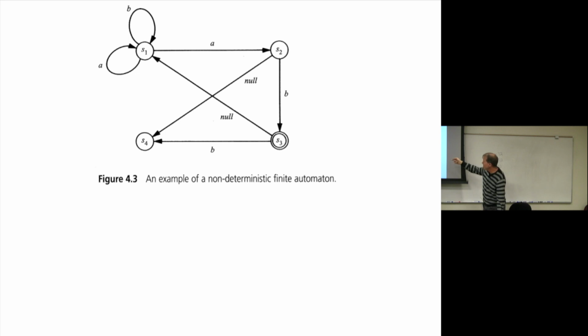The only way you can get to the final state is from what state? S2. Just S2. That means that the last letter must be a B. But what's the only way you can get to S2? With an A. And here you can have any number of A's and B's, right? And once you have an A and a B here, you can have any number of A's. So what strings does this thing recognize?